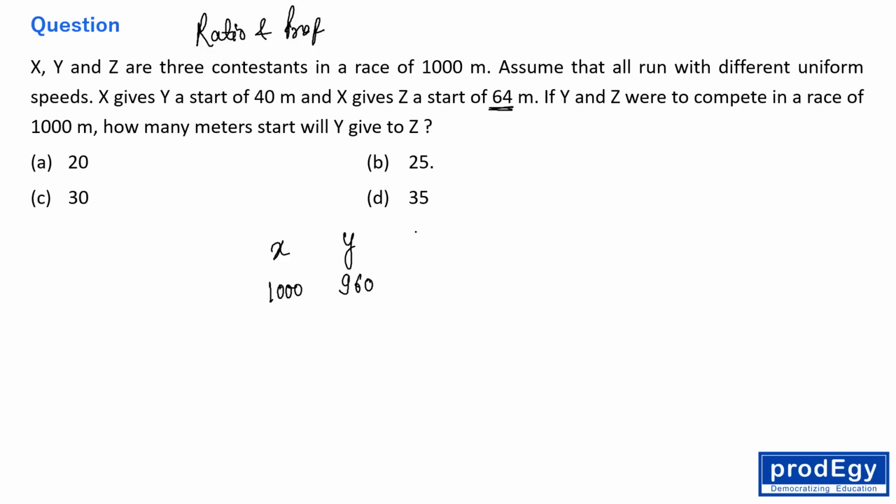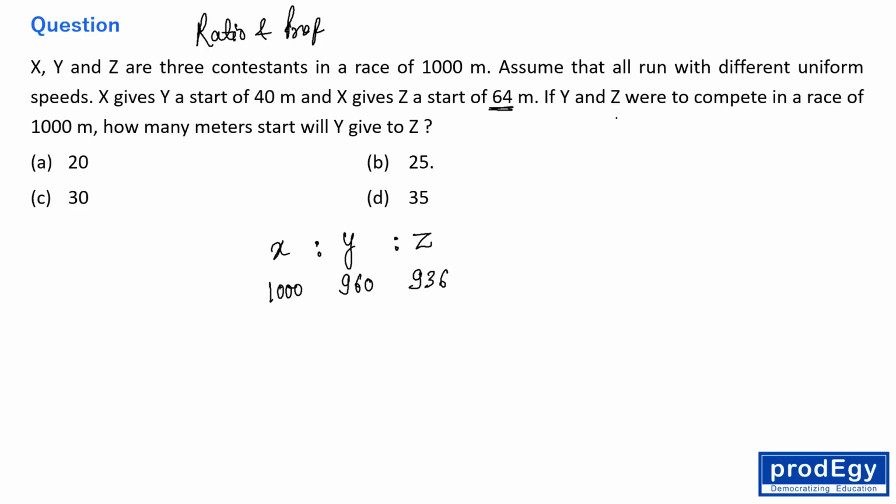X gives Z a start of 64 meters. It means when X runs 1000 meters, Z is running 64 meters less. So Z is running 936 meters, right? When X is running 1000 meters, Y is running 960 meters and Z is running 936 meters.